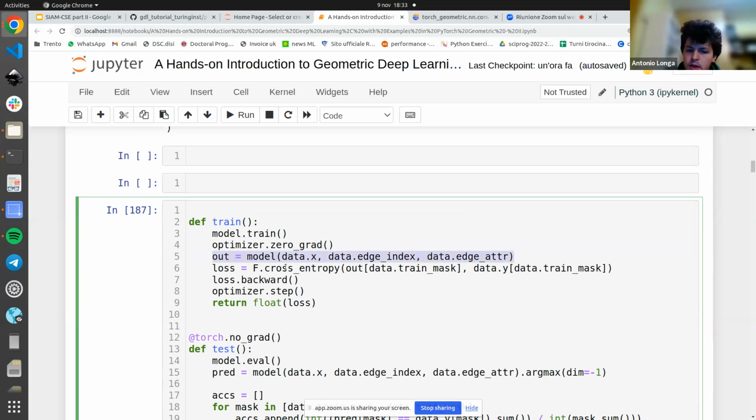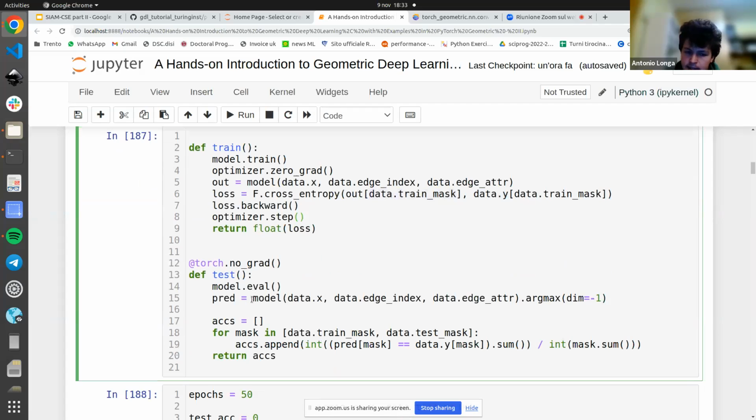And then we use a cross entropy to compute the loss between our output and our data.y. So we are training our model. In fact, if you have a look here, we are filtering the computation of the loss only on those elements belonging to our training mask. And then we apply the loss backward and the optimizer step. And we return the loss.